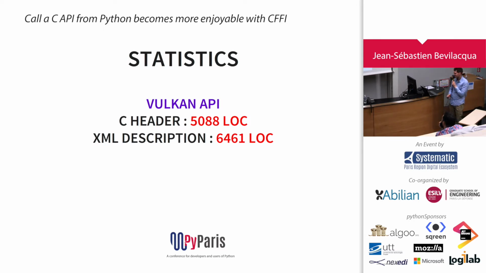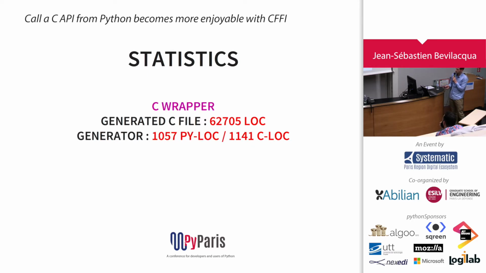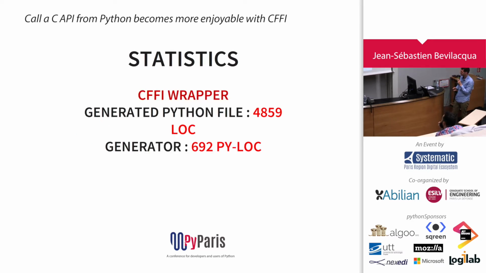So like all engineers, we love statistics. Vulkan API is huge. Hundreds of functions, hundreds of structs, hundreds of constants. More than 5,000 lines of code just for the C header. So wrapping all this API in plain C is just madness, as you can see with this number. It's just lines of code without spaces. More than 62,000 lines for the generated C file. So I'm crazy enough to have done it, but it's a good experience.